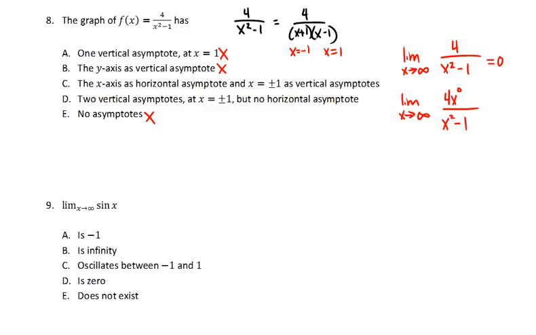Option D says two vertical asymptotes at x equals plus or minus 1, but no horizontal asymptote. That's not true. There is a horizontal asymptote at y equals 0, and that is the x-axis. So the answer to question number 8 would be C. And we'll continue in the next video.